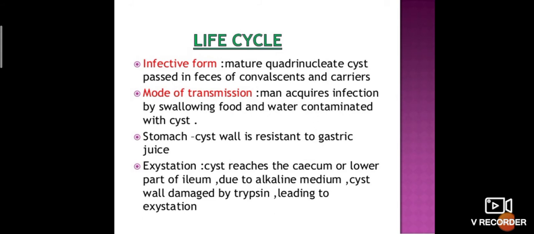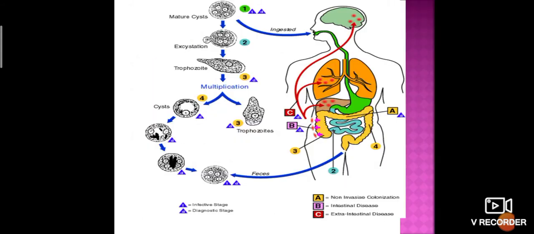And the cyst reaches the cecum or lower part of the ileum due to the alkaline medium. The cyst wall is damaged by trypsin, leading to excystation. So this is the life cycle of Entamoeba histolytica.